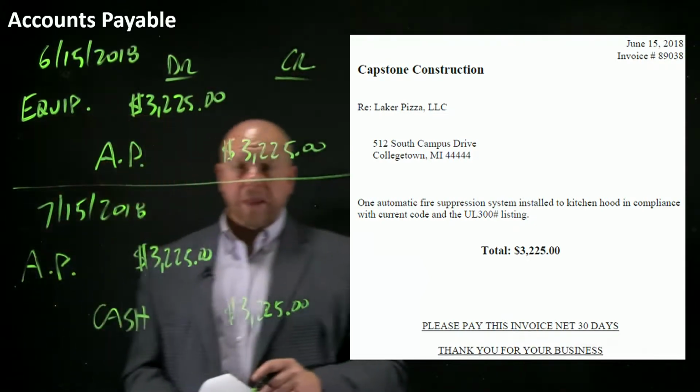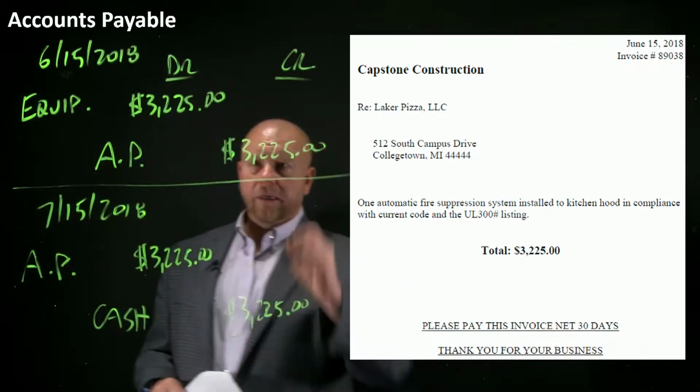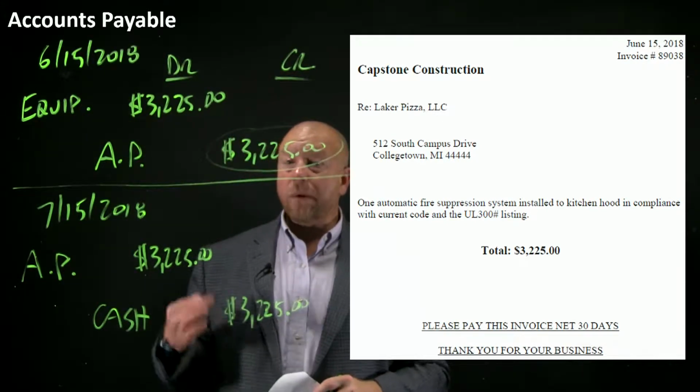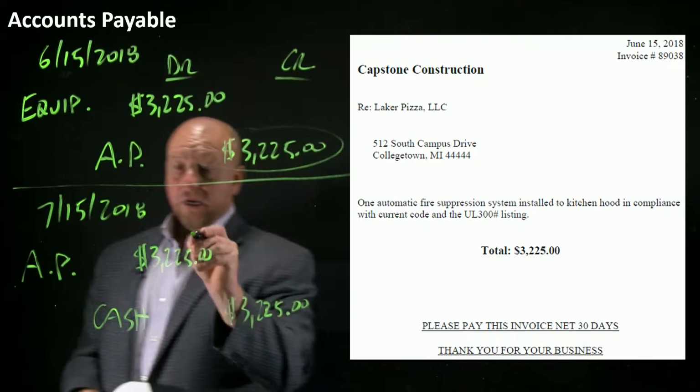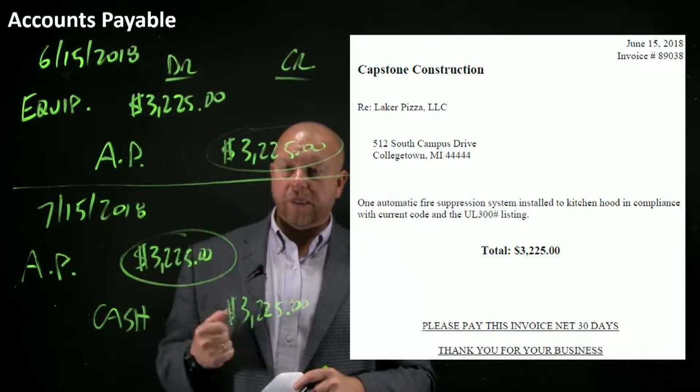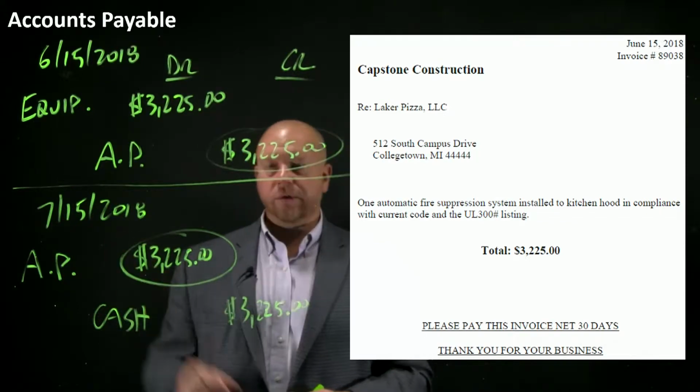So what you see here, when we incurred the liability, we increased accounts payable with a credit. Later on, when we pay the liability, we get rid of that accounts payable, we decrease the account with a debit. And of course, our cash goes down too.